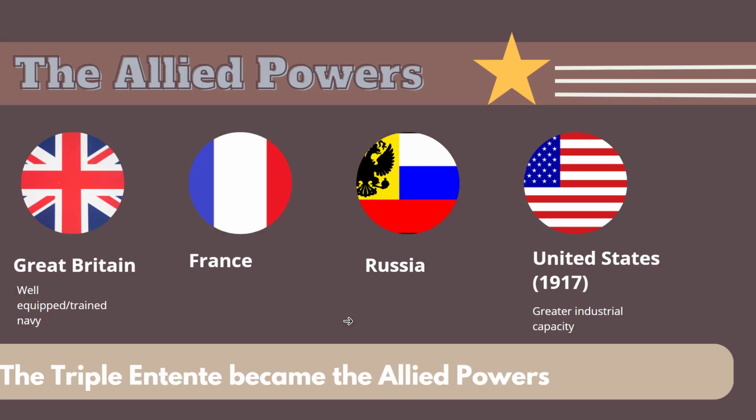And the Allied Powers, which was formerly the Triple Entente, are Great Britain, France, Russia, and then by 1917, the United States comes in as part of the Allied Powers. Great Britain had a really well-equipped, trained army. The United States had a greater industrial capacity and was able to manufacture a lot of machinery and war materials to help out with the war effort.